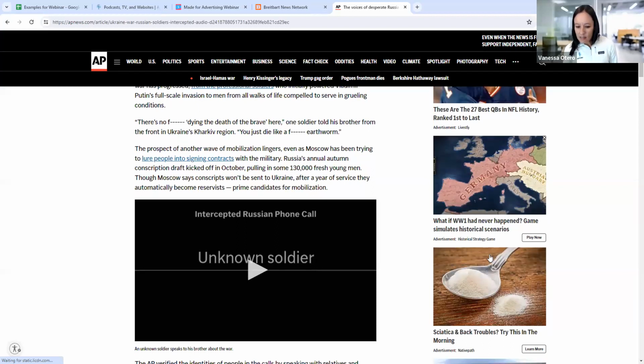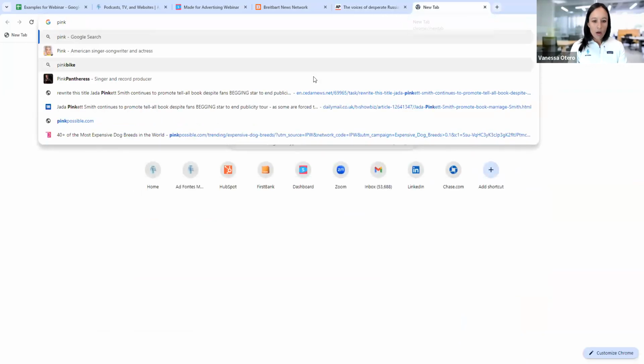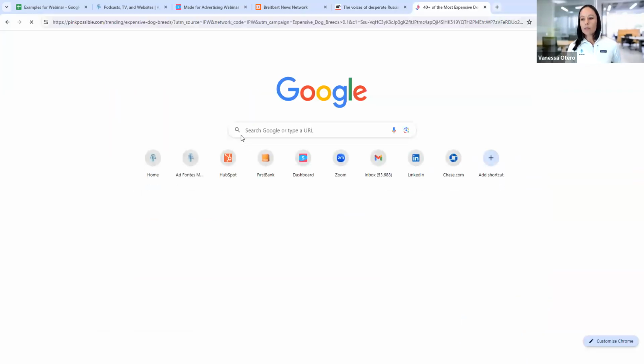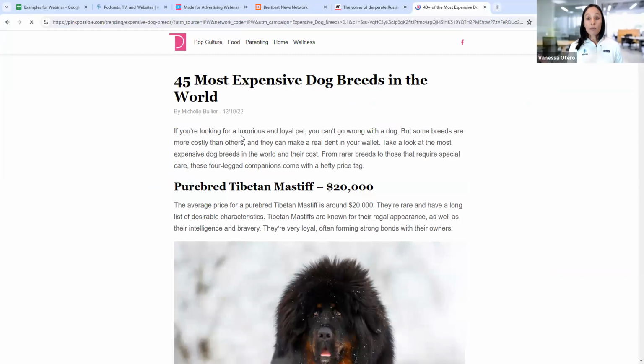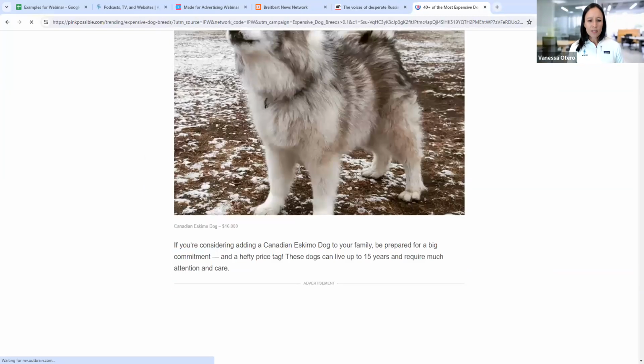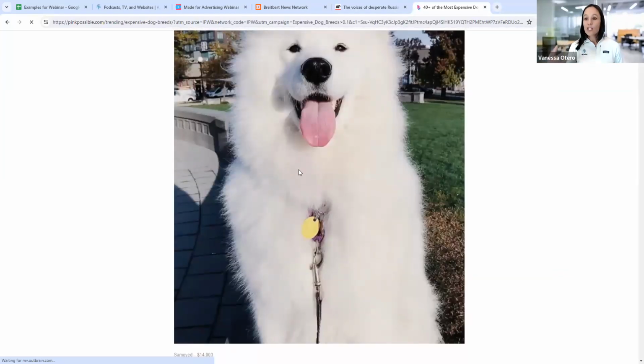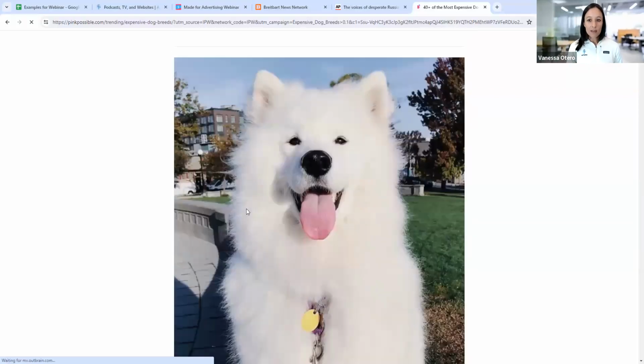And I'll pull up one that I've seen on both, let's see, Pink Possible. I've seen this linked to both Breitbart and to AP News, and it's a list of the 45 most expensive dog breeds in the world, and it's just a long article with large pictures of dogs and their prices, and you give it a few minutes, it's going to start generating, spinning up and serving the ads, the big brand ads on this particular site.